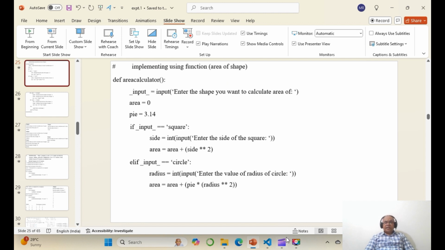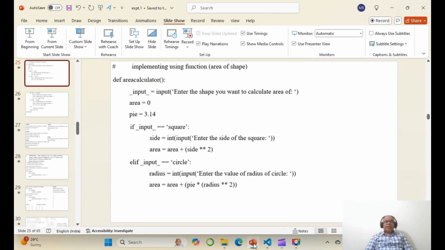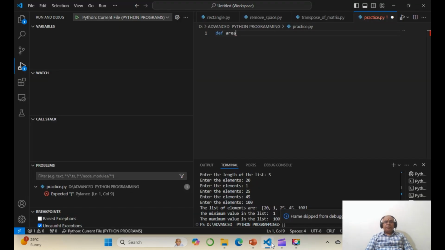Now we are going to write a simple program, the same program here. To do that, def area calculator.